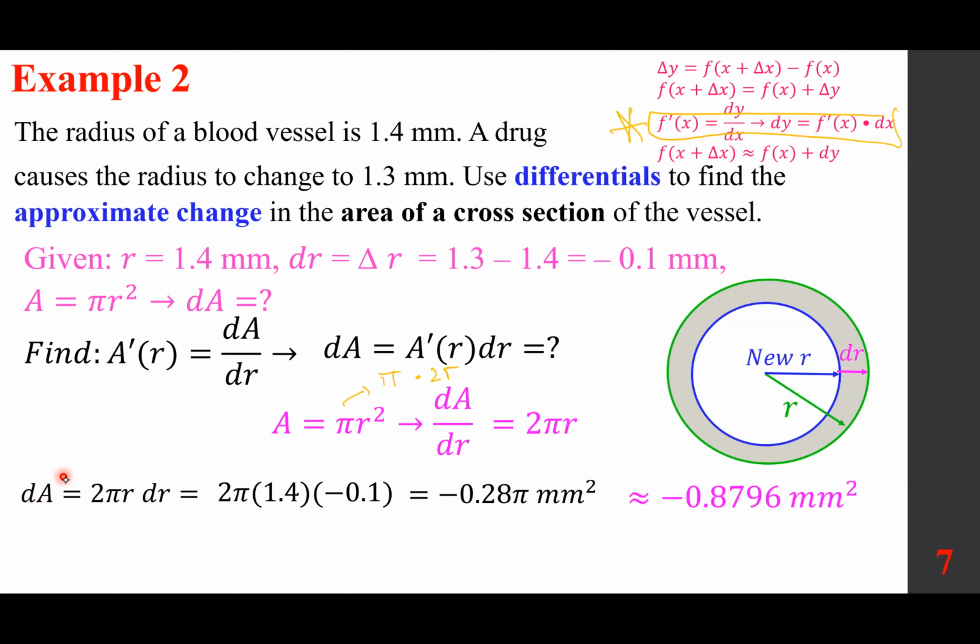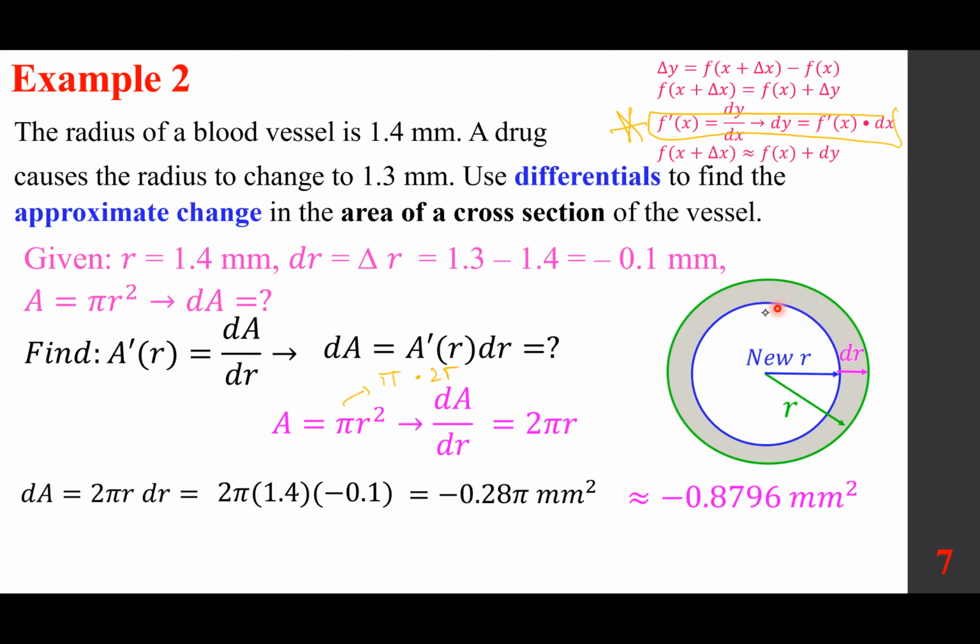Well, let's go back to the question. What are we looking for? We want to find the approximate change in the area. So what is the change? The shaded region, isn't it? So the area of the large one minus the small one, and make it negative, or the small one minus the large one.